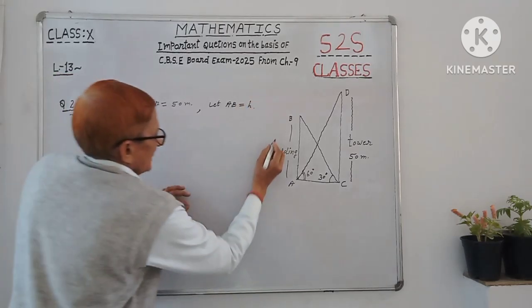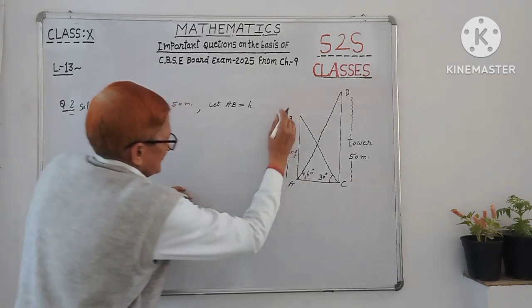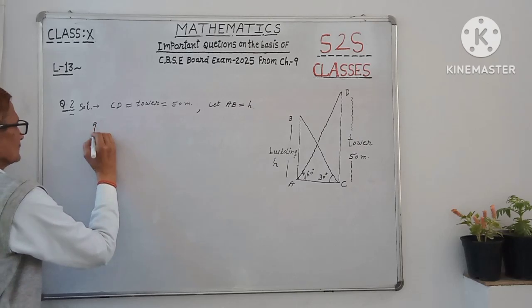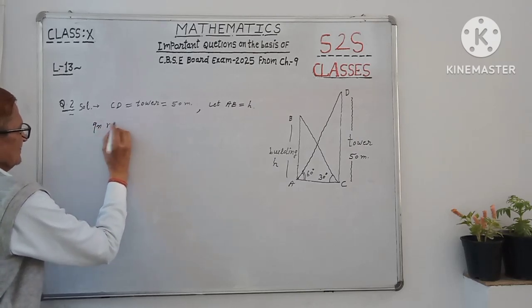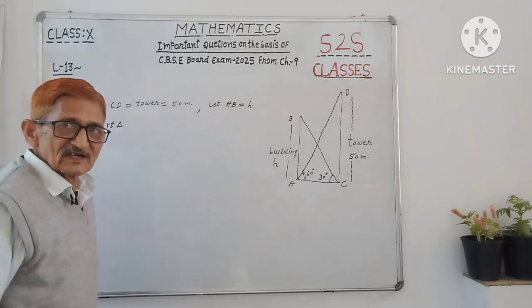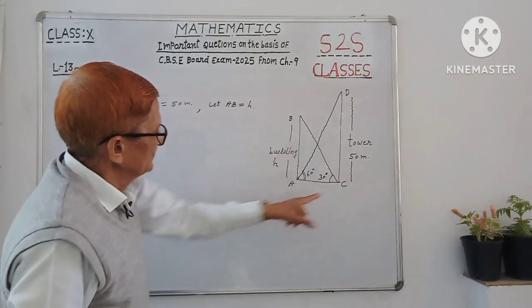Building. This is H, the height of the building, which we have to find. So now in the right triangle solution. In right triangle, which right triangle? ABC.